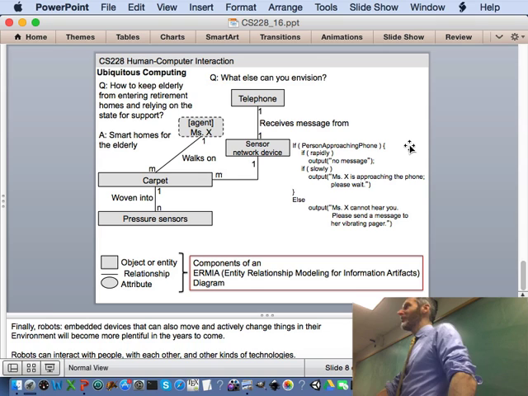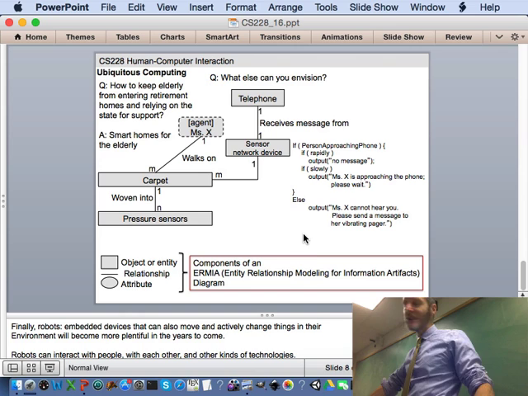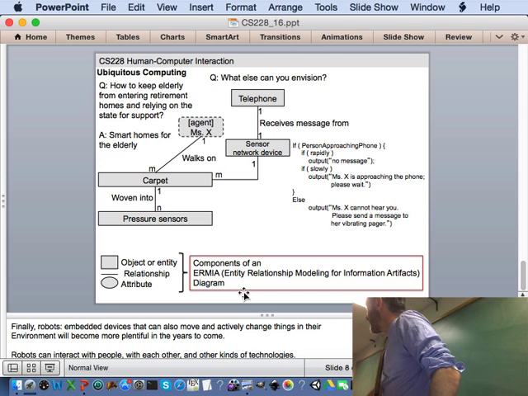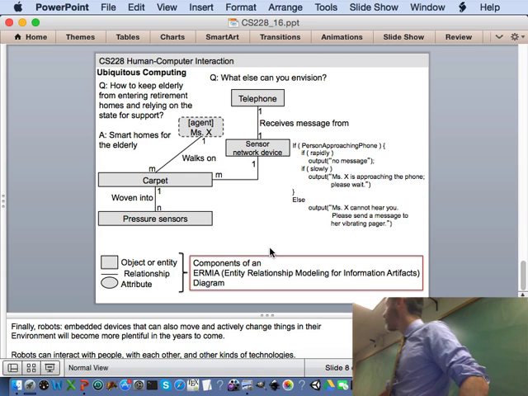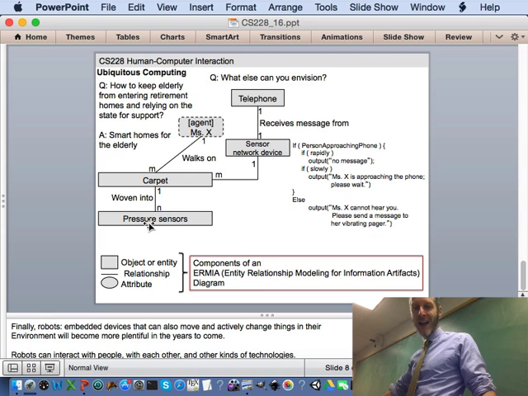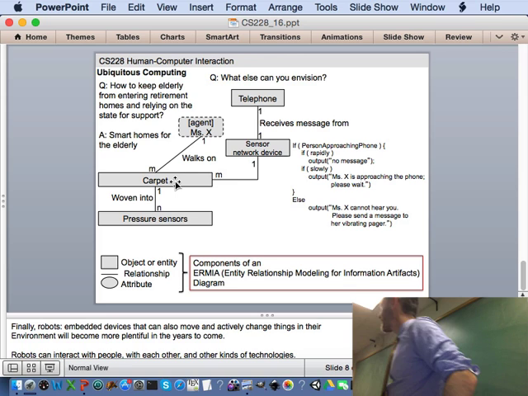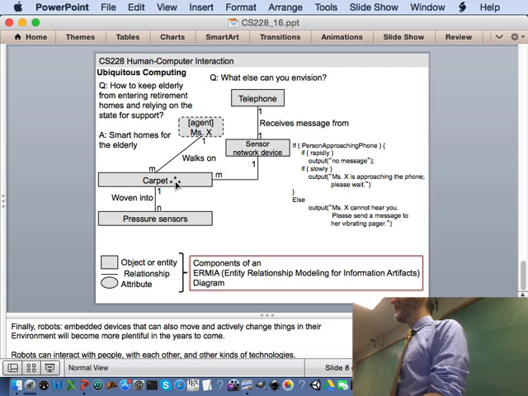This particular drawing here uses a notation that you'll see sometimes in HCI called ERMIA, again, a fancy acronym for entity relationship modeling. So entities in an ERMIA drawing are shown with a rectangle, and lines are relationships between them. So in this case, we have one physical object, a carpet, and woven literally into this carpet are N computational entities, pressure sensors. Inside the home of Miss X, there are a number of these carpets. So this is just a simple way to show how physical and computational devices are connected together in this case, Miss X's home.